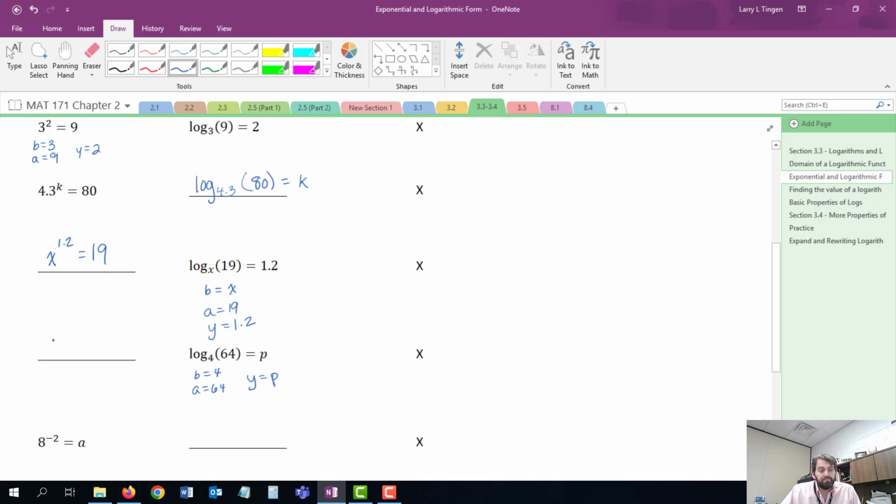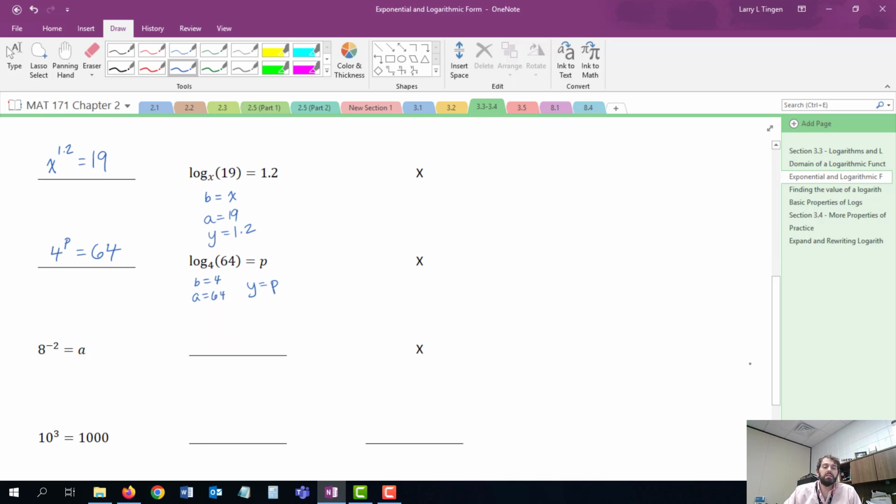And what's that exponential form? b raised to the y is equal to a. Could you do the math there? You could probably solve that for p. What power do I raise 4 to get 64? 4 times 4 times 4. So if I continued that problem, 64 is 4 times 4 times 4, so it's 4 cubed. So we'd find that p is 3. But the point of this section is just to get you used to this conversion between logarithmic form and exponential form.